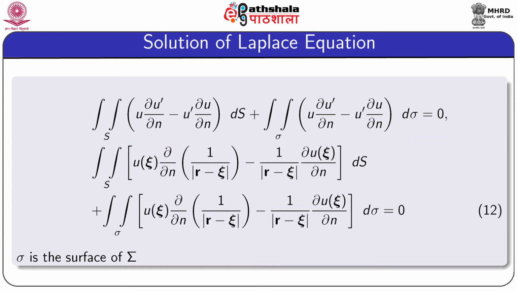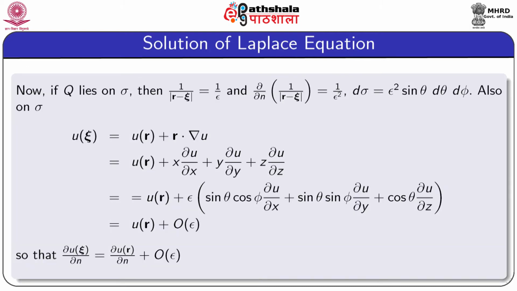Here we have chosen u dash as 1 divided by mod r minus chi. So in the next step we substitute the value of u dash. So the integral becomes the surface integral over S of u del del n of 1 by mod r minus chi minus 1 by mod r minus chi into del u del n dS, plus the surface integral over the surface sigma of the same quantity. Now we can simplify this surface integral.